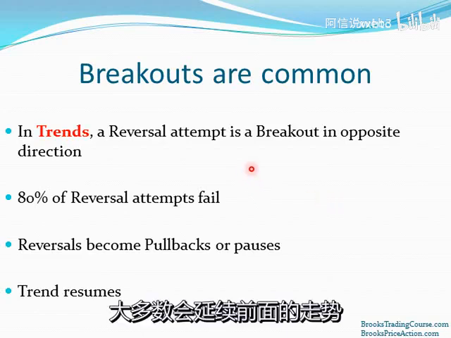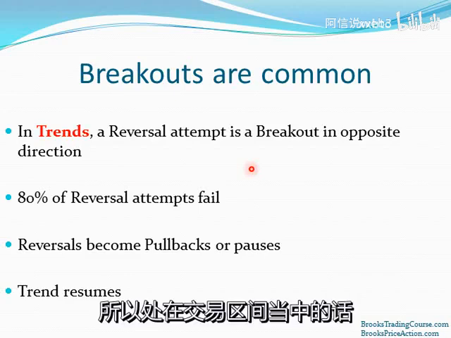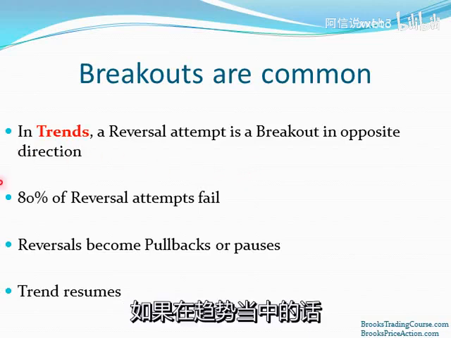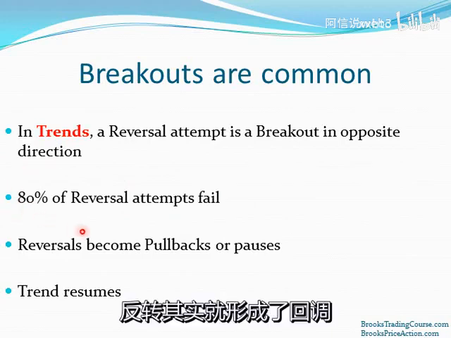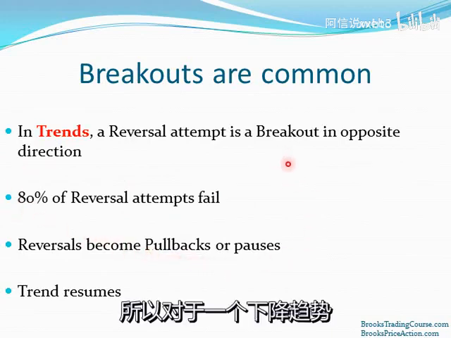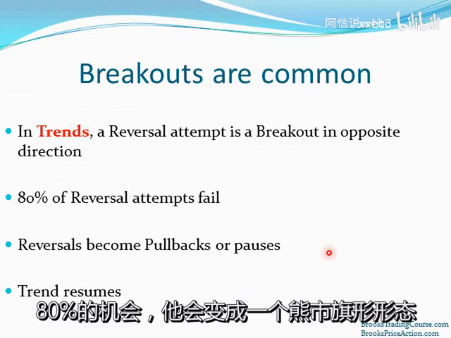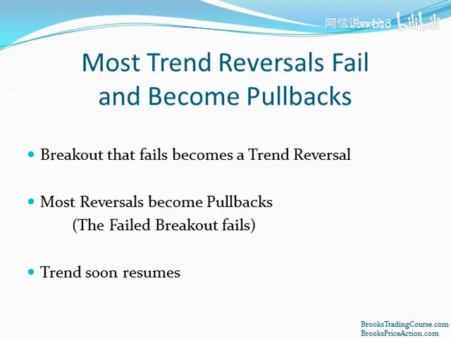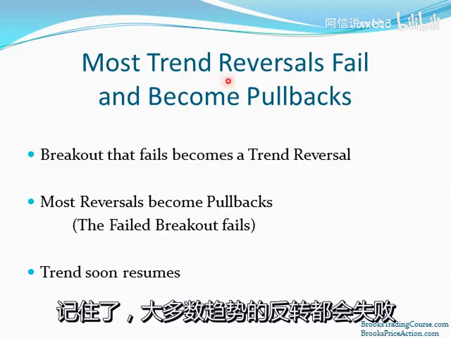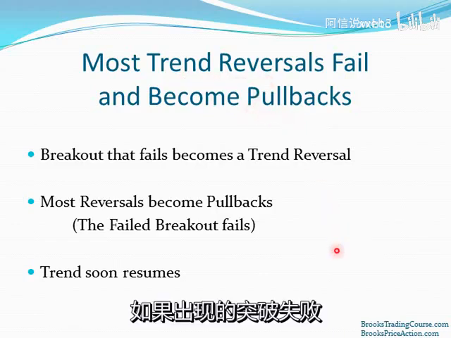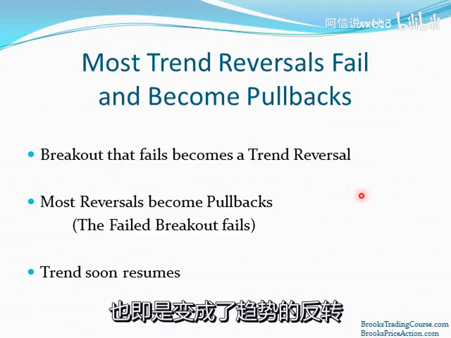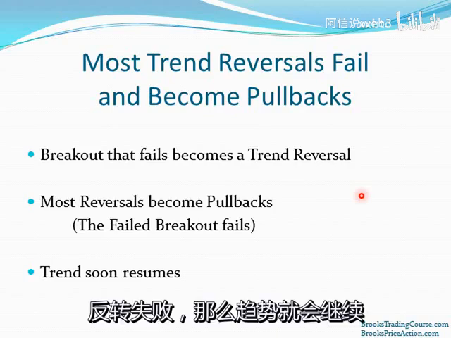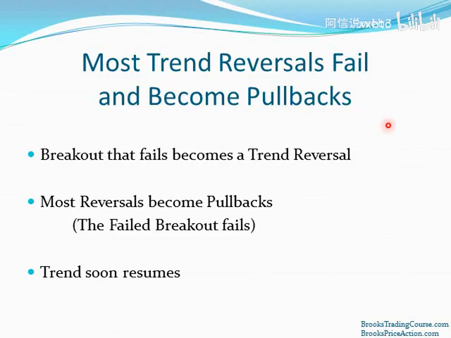However, the markets have inertia, and they tend to continue to do what they've been doing. If they're in trading ranges, 80% of attempts to break out will fail. Once they're in a trend, 80% of reversals will fail, and the reversals just become pullbacks. So if you're in a bear trend and you have a reversal attempt, 80% of the time it'll become a bear flag and the trend will resume. Remember, most trend reversals fail and become pullbacks. So if you have a breakout and it's failing and trying to become a reversal, reversals usually fail, and that reversal usually becomes a pullback, and then the trend resumes.